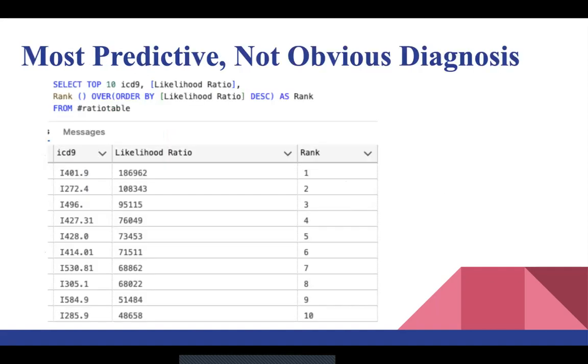Moving on to the next slide, we have most predictive but not obvious diagnoses. The given ICD-9 codes are examples of the 10 most predictive diagnoses that are not obvious diagnoses for diabetes.